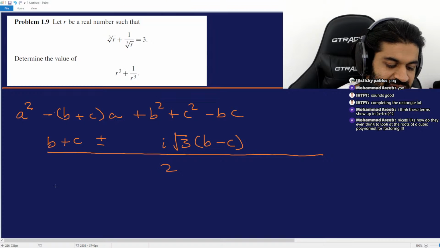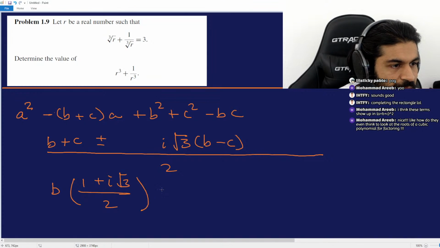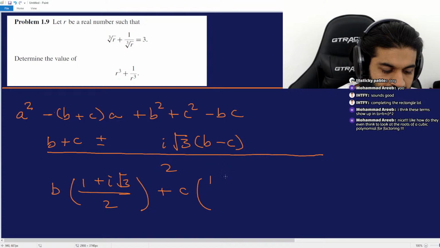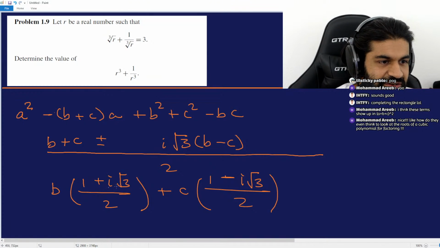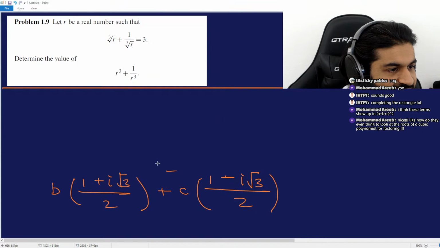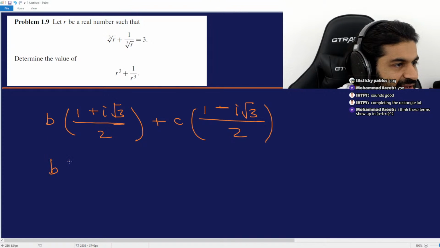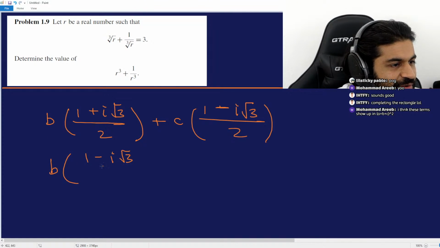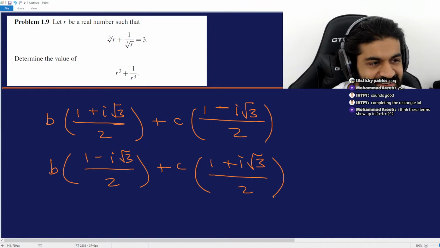The roots of this polynomial are sort of b times 1 plus I root 3 over 2 plus c times 1 minus I root 3 over 2. Okay, that's one root, right? What is the other root of this polynomial going to be? Hold on, let me just make a little bit more room for myself. And the other root of this polynomial is going to be just b times 1 minus I root 3 over 2 plus c times 1 plus I root 3 over 2.